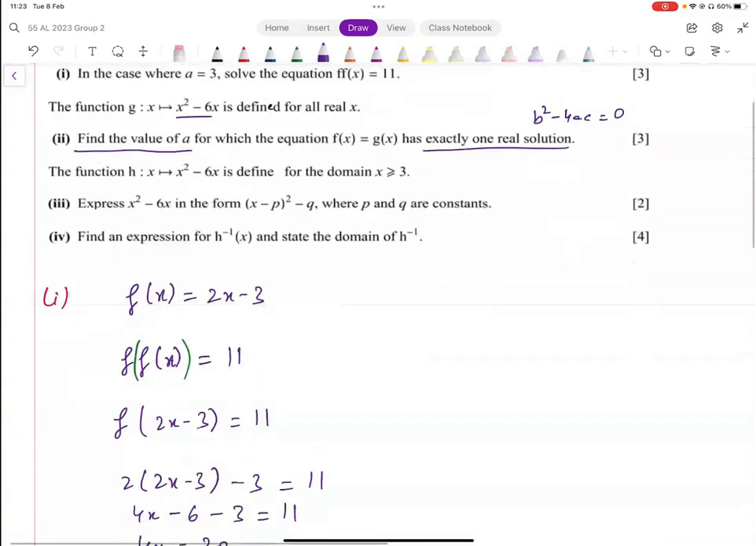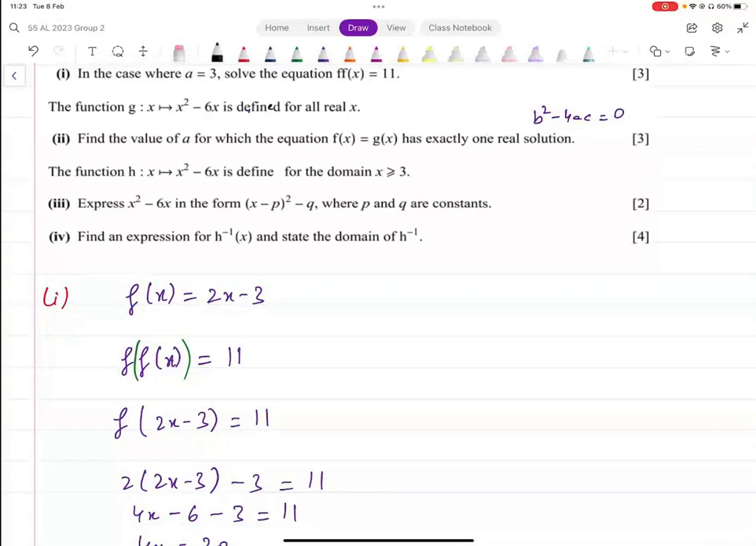Now we've got this function h of x, that's x squared minus 6x. It's the same expression as before, the same x squared minus 6x that was there above. But now it's defined for x greater than or equal to 3. It's defined only for this domain. The domain is restricted. Express x squared minus 6x in this form, the completed square form. We just have to complete the square there.